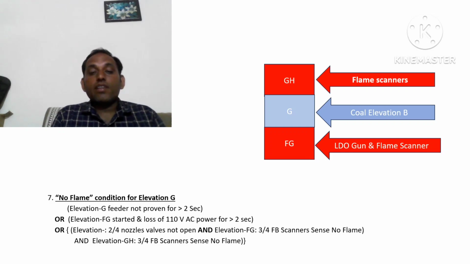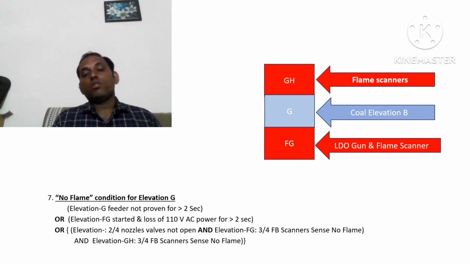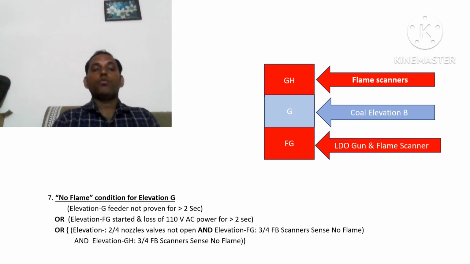Second one is elevation FG started and loss of 110 volt AC power for more than 2 seconds. If any gun is in service and 110 volt AC power failure takes place for more than 2 seconds, it is voted for no flame. Third one is elevation FG 2 out of 4 nozzle valves not open, and elevation FG 3 out of 4 fireball scanners sense no flame, and elevation GH 3 out of 4 fireball scanners sense no flame. So this elevation voted for no flame.